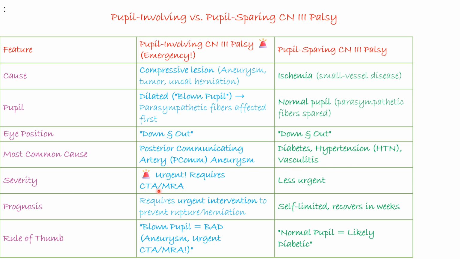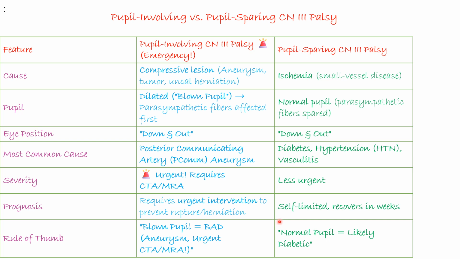The severity for pupil involving is usually urgent, and you may require a CT angiogram or MRI angiogram because it is an aneurysm, while pupil sparing cranial nerve 3 palsy is usually less urgent. The prognosis requires urgent intervention to prevent rupture or herniation. Just look at the causes that we say: you see aneurysm, we say tumor or uncal herniation.